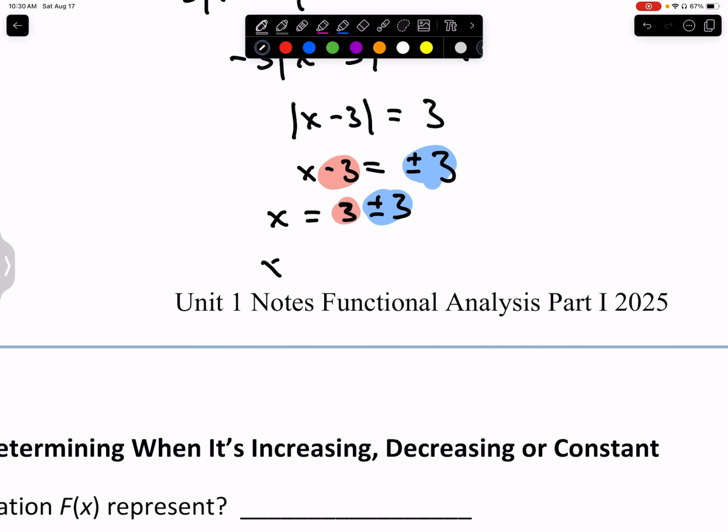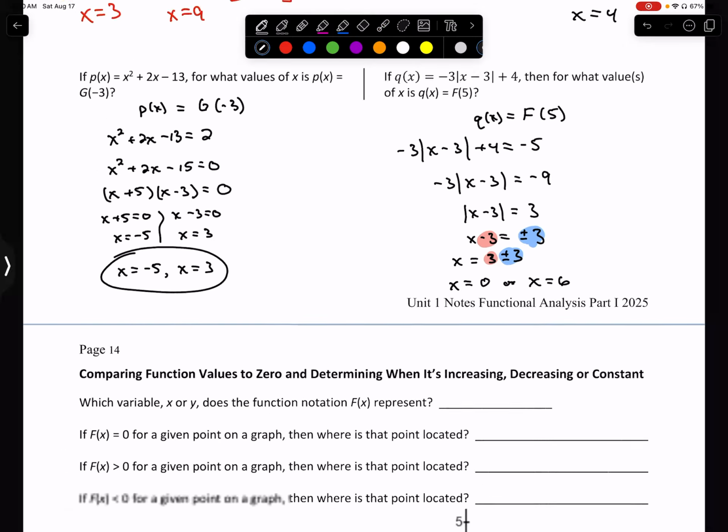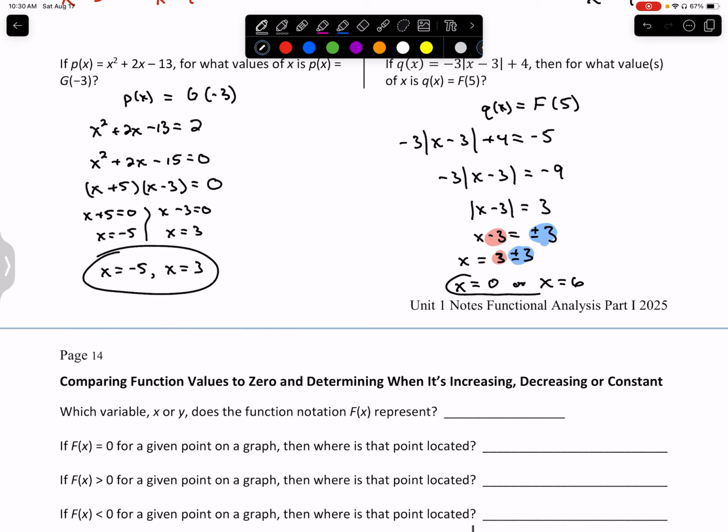So one of our answers is going to be, what if I take 3 minus 3? That's going to be 0. And the other answer is going to be, what if I took 3 plus 3? And that's going to be 6. Whoops. So these are the two numbers that make q of x equal to f of 5.